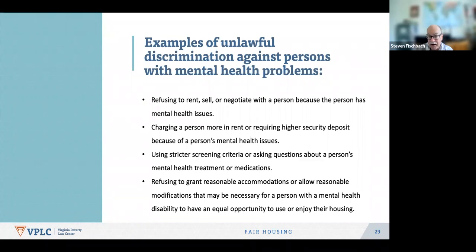And lastly, refusing to grant a reasonable accommodation that would enable a person with mental health issues to have an equal opportunity to use their housing. Again, the example that we provided earlier, accommodating a person's disability with an emotional support animal. So in other words, if a client of yours has a mental health disability that is made better by them having a pet, that is the type of reasonable accommodation that a mental health client would be entitled to. Next slide.